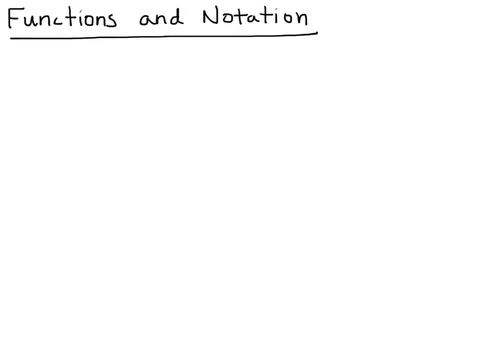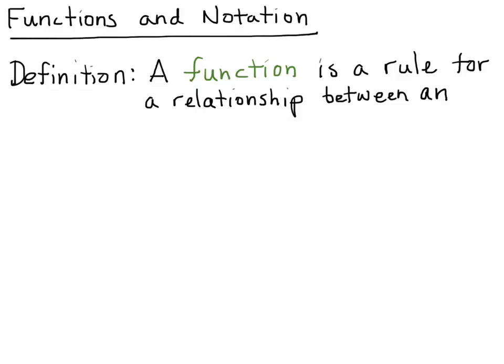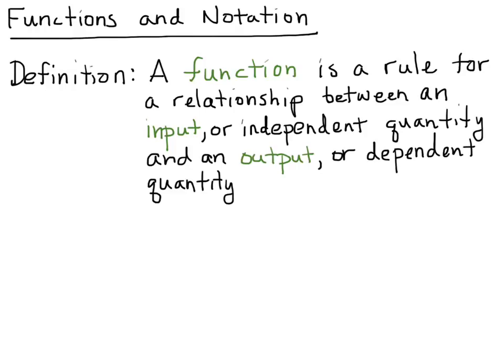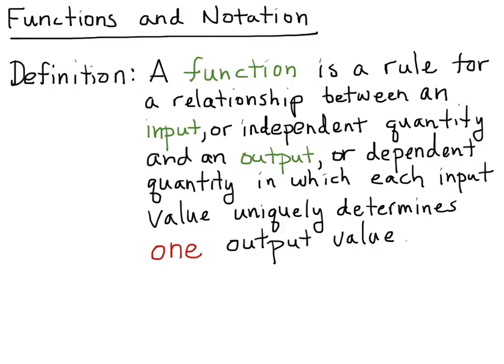Okay, so I have a definition, and it's a rather long one, but it's an important one. Depending on what textbook you look at, there's different kinds of definitions, and this is one that is hopefully plain English enough to make it understandable. A function is basically a rule that takes an input, an independent quantity, and it assigns it to an output. Okay, and we call that the dependent quantity. And the most important characteristic of a function is that one input is assigned to exactly one output.